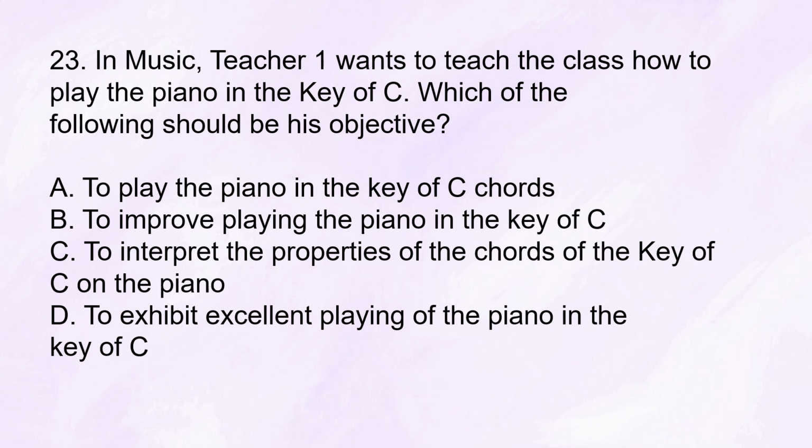In music, teacher 1 wants to teach the class how to play the piano in the key of C. Which of the following should be his objective? Letter A, to play the piano in the key of C chords. Letter B, to improve playing the piano in the key of C. Letter C, to interpret the properties of the chords of the key of C on the piano. Or letter D, to exhibit excellence playing of the piano in the key of C.